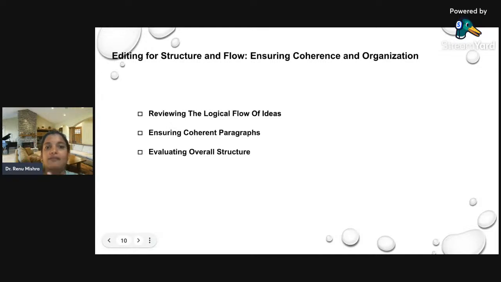Editing is done to have a proper structure and flow, so that you can have a good flow of ideas, paragraphs should be there, and an overall structure can be maintained.